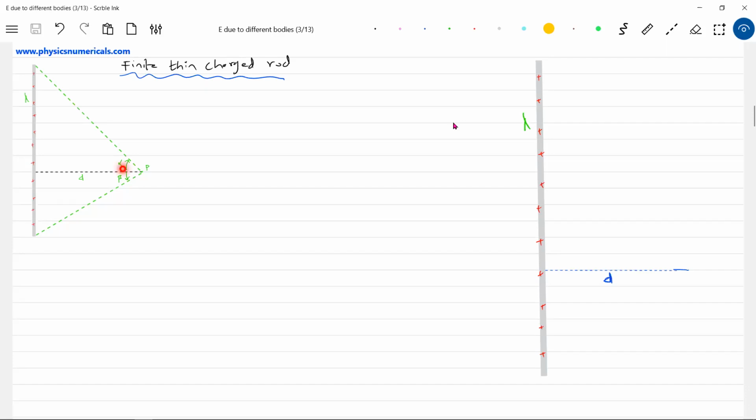What we have to do is, our answer, the field strength at point P, should come in terms of lambda, small d, alpha, and beta, because these things are known to us. In terms of these, the final answer should be there.